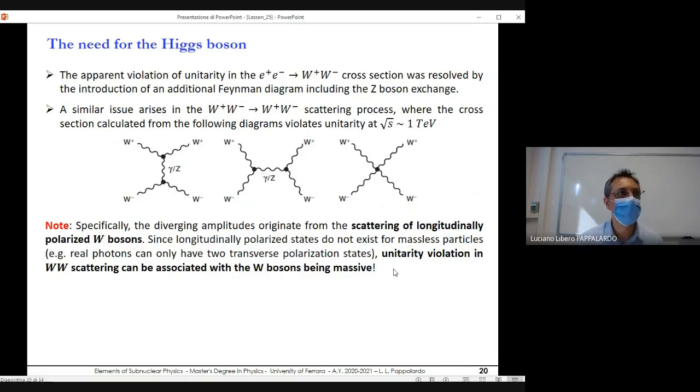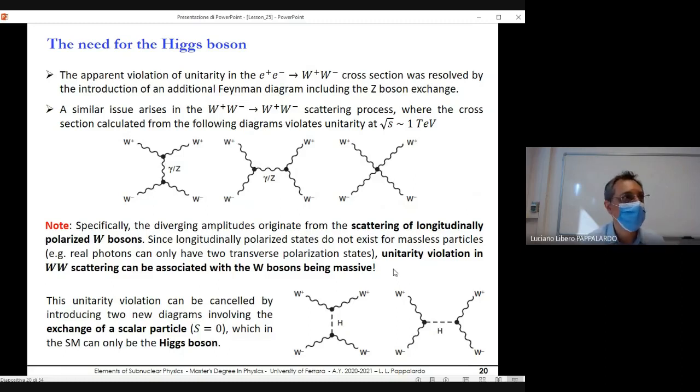So there is something missing in the theory that we have to introduce in order to recover the correct behavior of the cross-section, which is related to the fact that the Ws are massive, because only massive particles can have a longitudinal polarization. If they are massless, like the photon, they move at the speed of light and can only have two transverse polarizations, but not a longitudinal one, so not in the direction of motion.